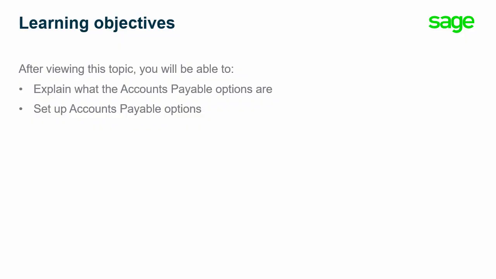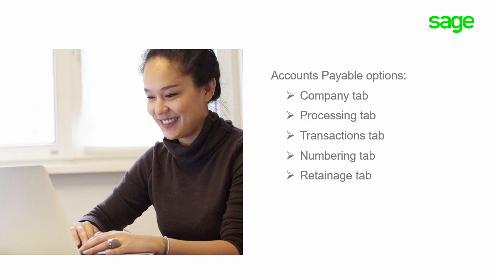In the next few minutes, we will explain what the accounts payable options are and we'll show you how to set them up. Prior to entering transactions in accounts payable, it is necessary to configure the relevant settings. In the Options object, you will find 5 tabs.